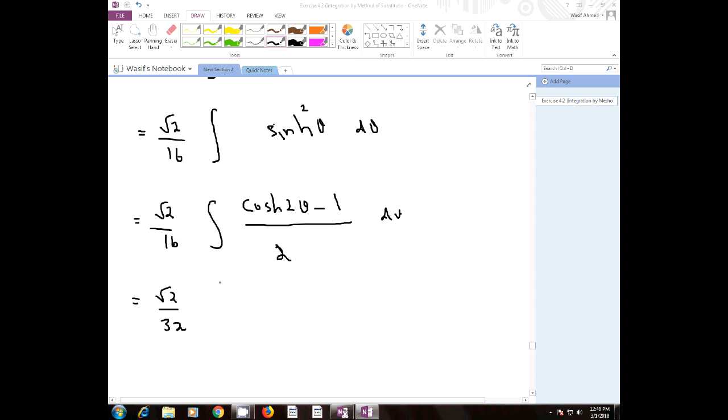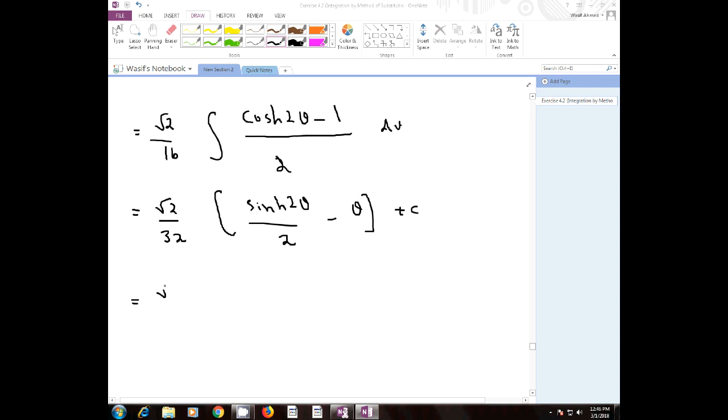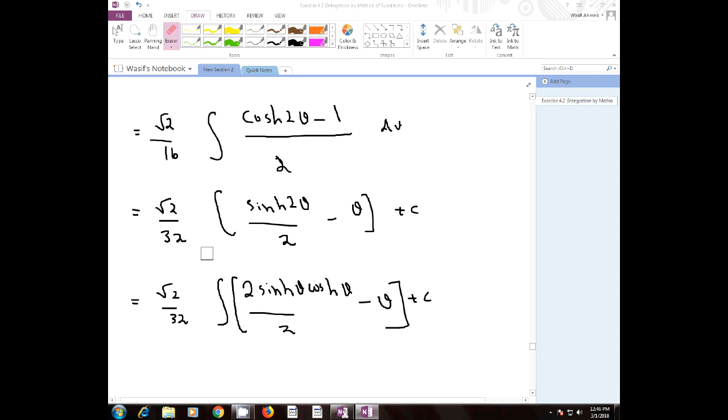Apply the integral on cos hyperbolic 2 theta and 1, you get sine hyperbolic 2 theta divided by 2 minus theta plus a constant of integration. Square root 2 divided by 32, and in the bracket you have, instead of sine hyperbolic 2 theta, we will write 2 sine hyperbolic theta cos hyperbolic theta divided by 2 minus theta plus constant of integration. Here is the sign of square bracket, not the sign of integral, so sorry for the mistake.